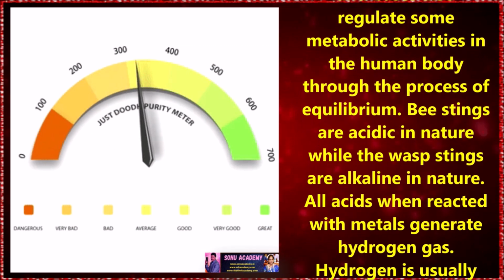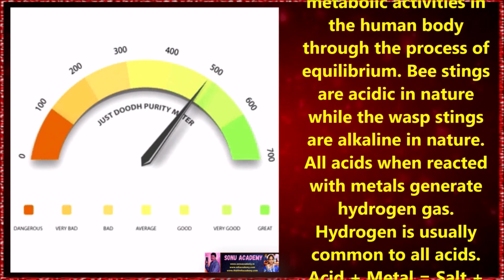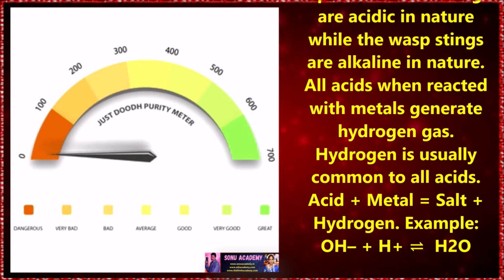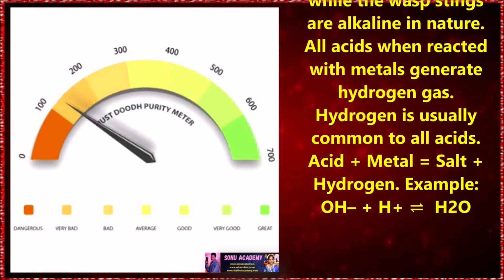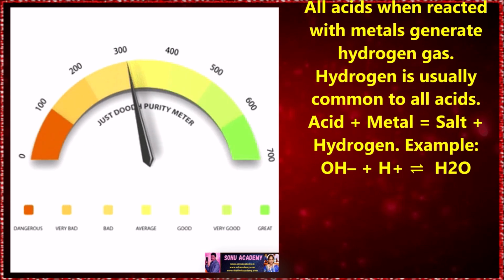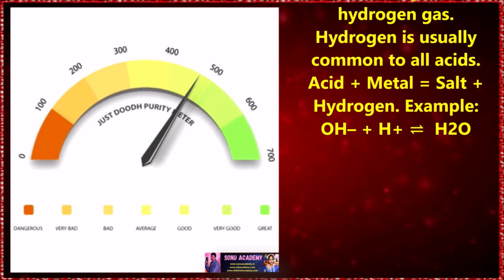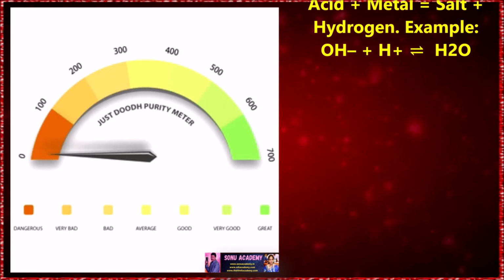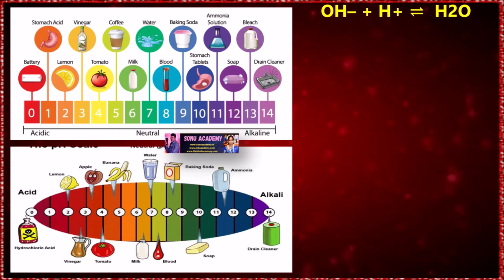Acids and bases also regulate some metabolic activities in the human body through the process of equilibrium. Bee stings are acidic in nature, while wasp stings are alkaline in nature. All acids, when they react with metals, generate hydrogen gas. Hydrogen is common to all acids.